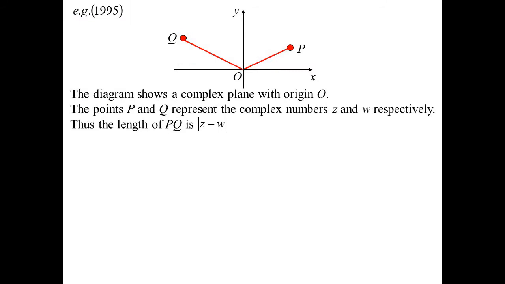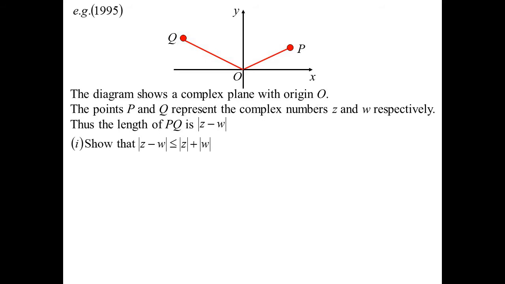Okay, here's a very old question now. 1995, presented with this particular diagram, and you had to show that the modulus of Z minus W was less than or equal to mod Z plus mod W. So again, it's just using the idea of the triangle inequality.